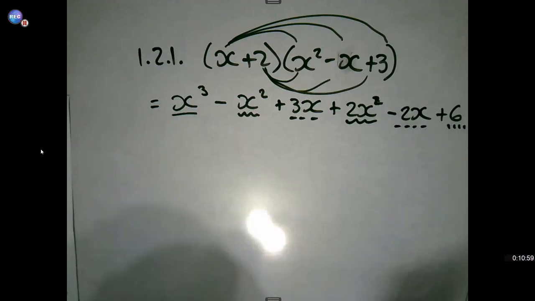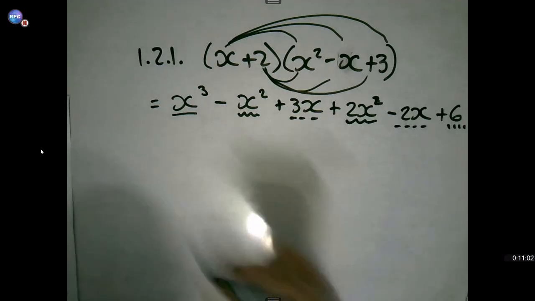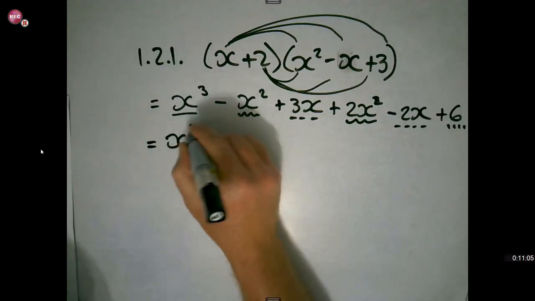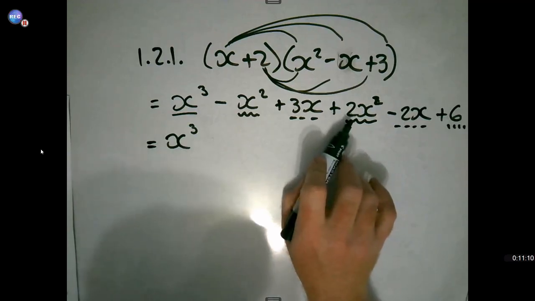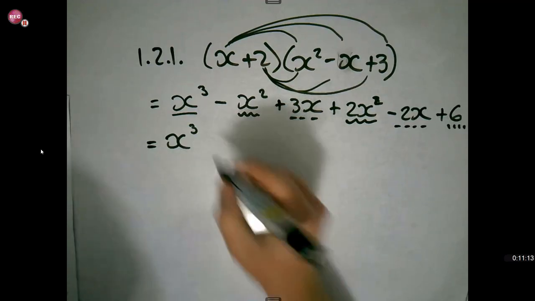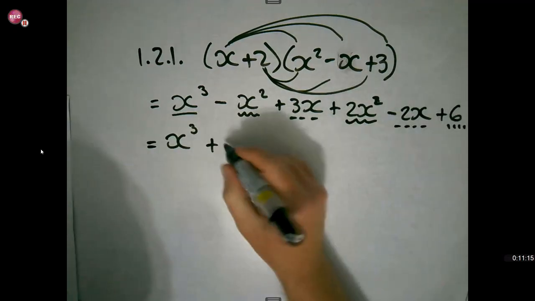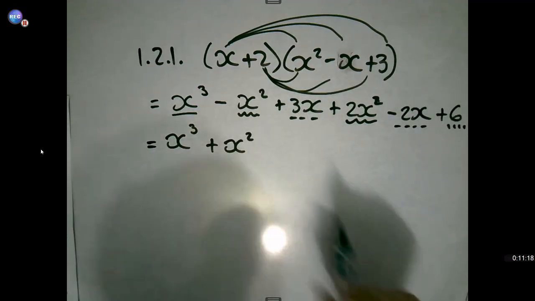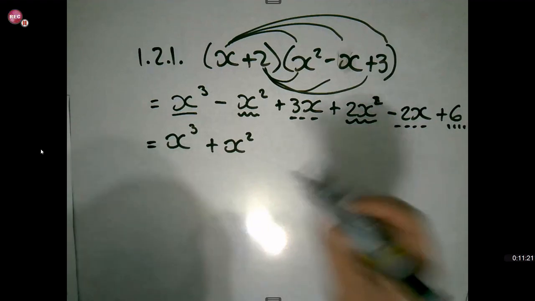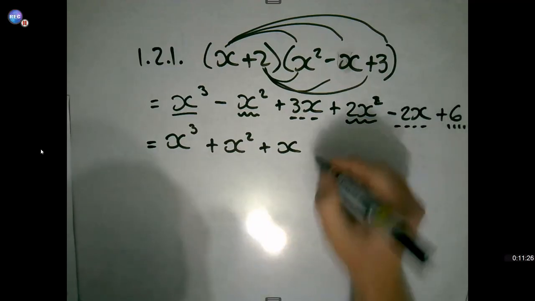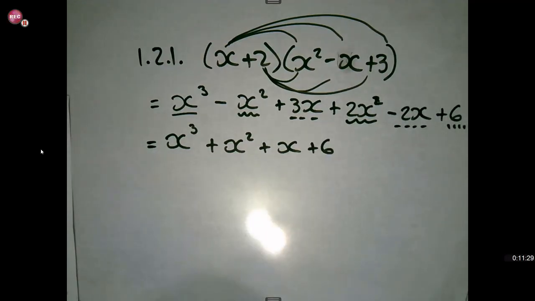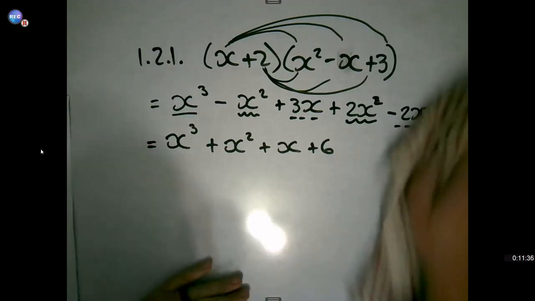So you see how I make patterns under them so I don't get confused. So we'll have then x cubed, negative x squared plus 2x squared gives me positive x squared or positive 1x squared. It's up to you on how you want to write it. Then 3 minus 2 is plus x or plus 1x. And then obviously the 6 on its own. And there you've solved question 1.2.1. Okay. Just make some space on the board.